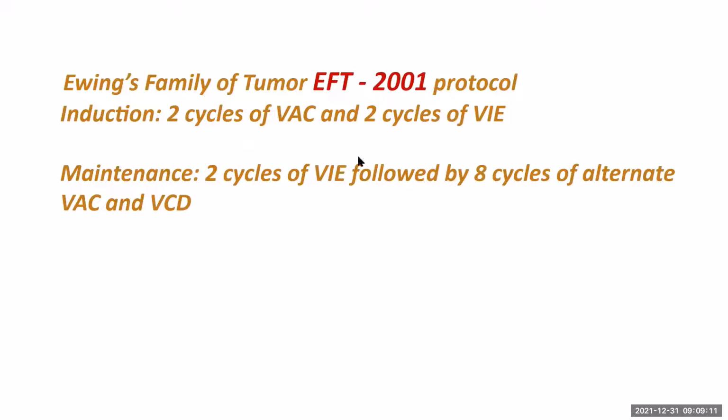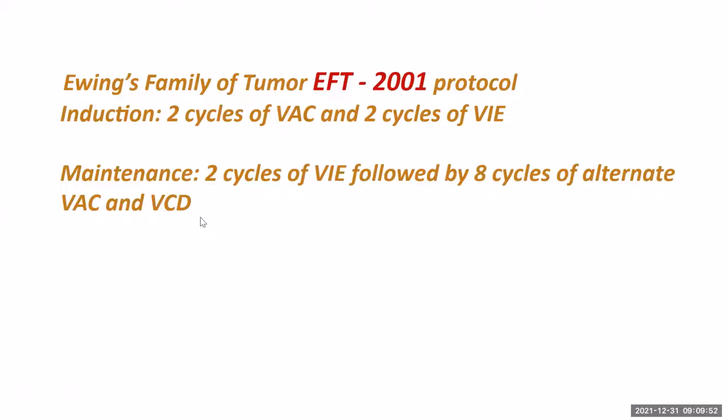So this is how our EFT 2001 protocol has come around. We saw that giving VAC is standard. Doxorubicin has a role in induction chemotherapy, and ifosfamide and etoposide have a role in increasing the overall survival. So our induction combines 2 cycles of VAC and 2 cycles of VIE, followed by maintenance with 2 cycles of VIE, and further, ifosfamide has been replaced by VCD. Because doxorubicin has dose limiting toxicity, further doxorubicin is also limited, and it was replaced with dactinomycin.